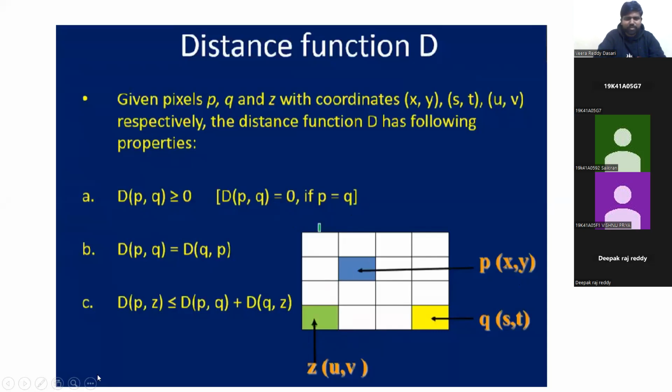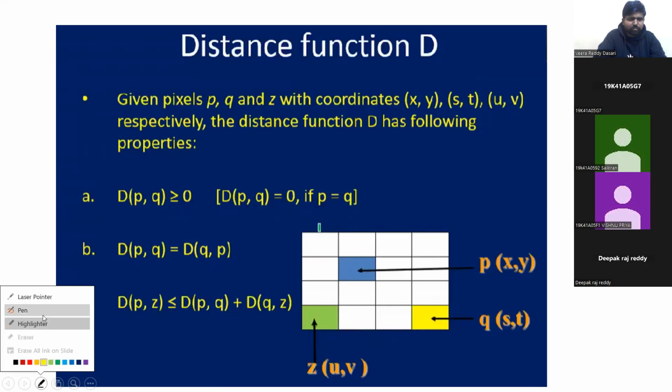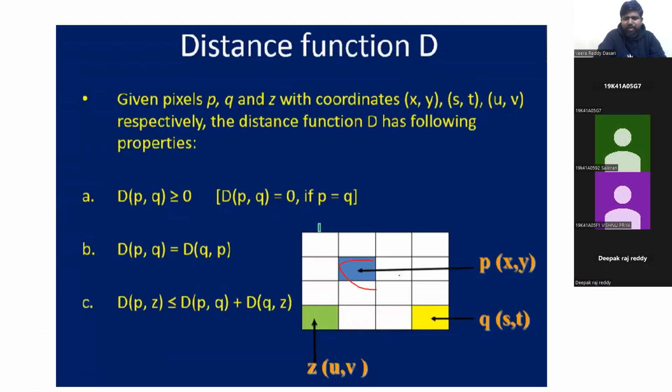Just one second, I will use the highlighter if possible. So here you can see that this point is pixel P, x comma y, and this is Q, s comma t. What are the basic properties of this? The distance of P comma Q is equal to the distance of Q comma P. The distance between P and Q, and Q and P, are the same. And this is one formula: if you assume this as a triangle, the distance of P comma Z is less than or equal to the distance of P comma Q plus the distance of Q comma Z. These are very simple properties you can understand.